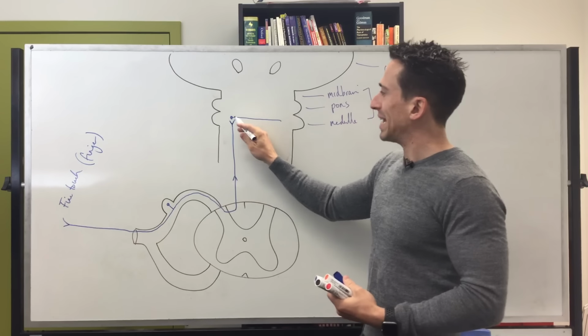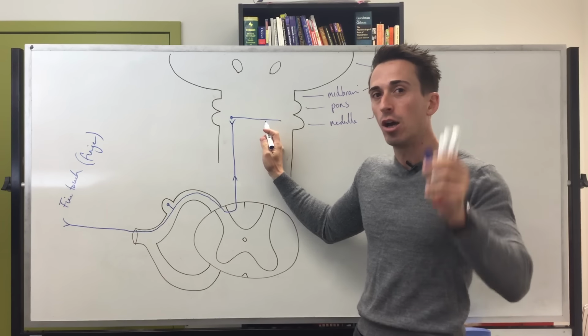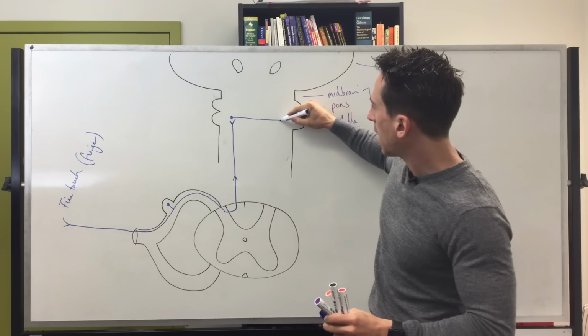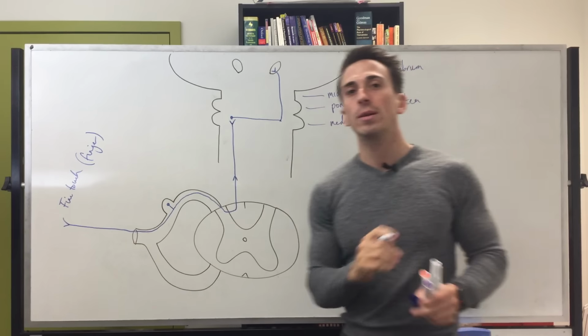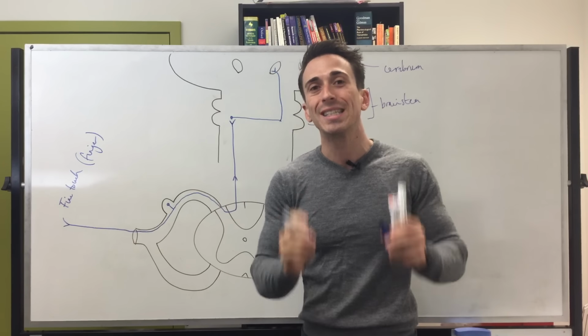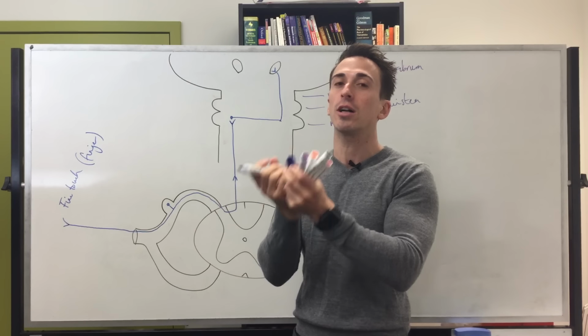a second neuron and decussates, which is the term we use for crossing over to the other side of the brainstem, and then continues to ascend and goes to the thalamus. Now, why the thalamus? Because the thalamus is the sorting center of the brain, and it takes sensory information and it decides what to do with it.